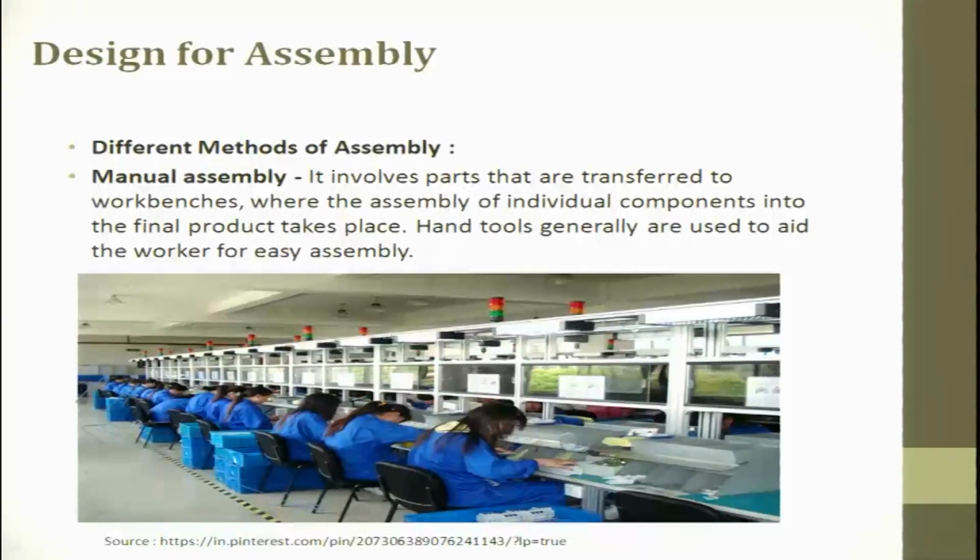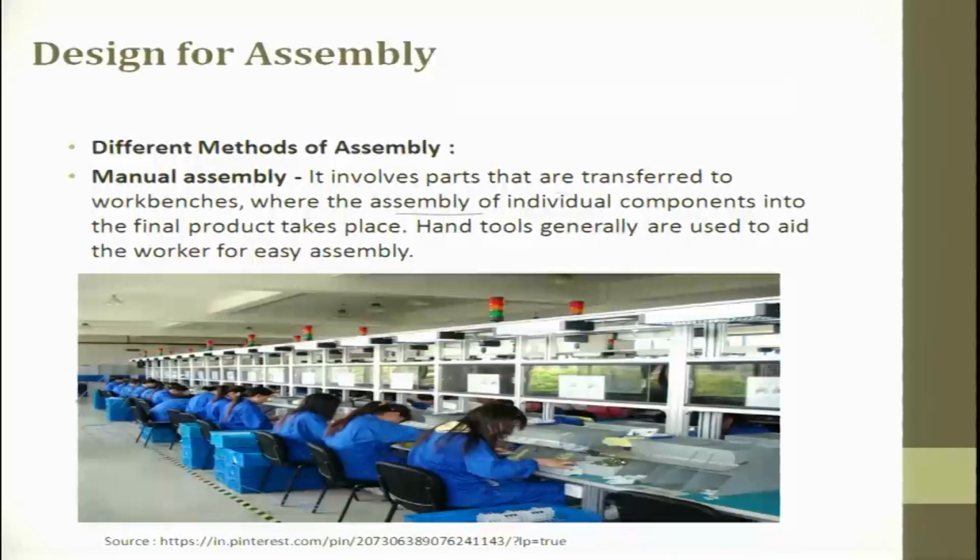So, it involves parts that are transferred to workbenches. This is called a workbench. A workbench is nothing but a place where something happens. If you talk to an electrical person, he says a workbench is where he puts his breadboard and assembles all the electronic gadgets. So, it involves parts that are transferred to workbenches wherein the assembly of individual components into a final product takes place. Hand tools generally are used to aid the worker for ease of assembly. So, everything is done by hand. The tactile sensor, or the force sensor, is all the human being only.